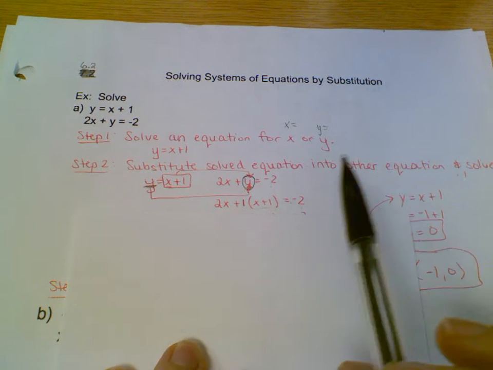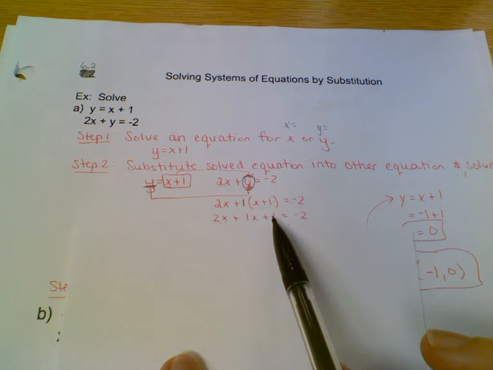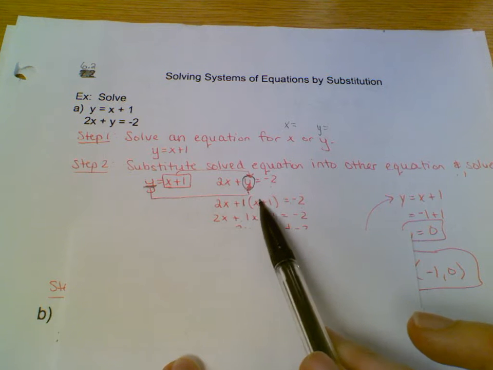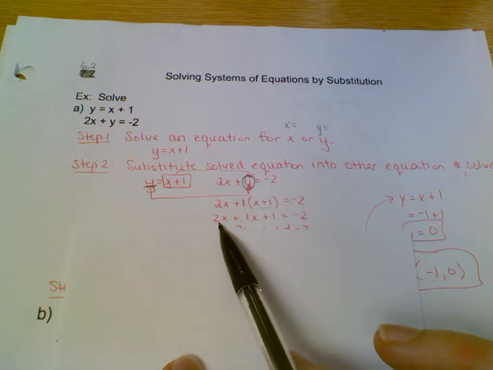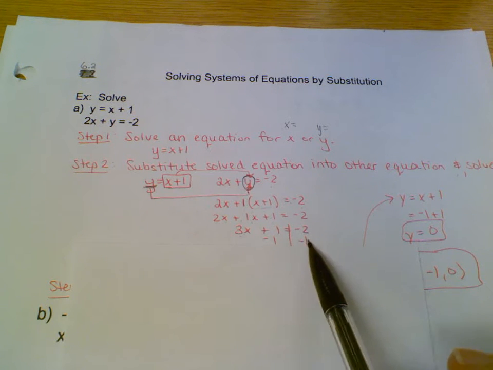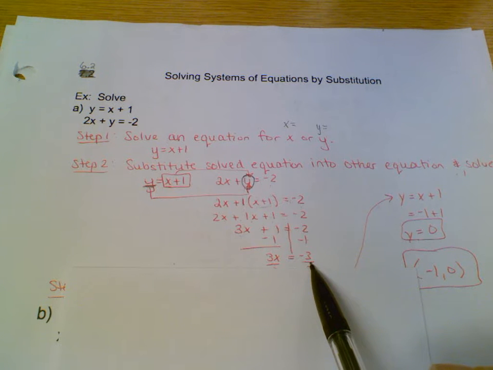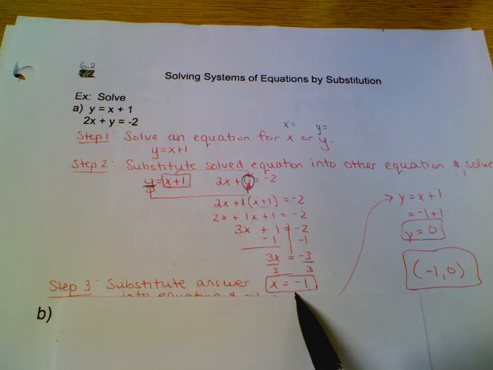Now we're going to solve equations just like we have before. So we're going to go ahead and distribute this 1. That means I have 2x plus 1x plus 1 after I multiplied everything by 1. Then I'm going to combine my like terms, so I have 3x. And then I'm going to subtract 1 over, so I have 3x equaling -3. And then to finish, I'm going to divide by 3, so I have x equals -1.